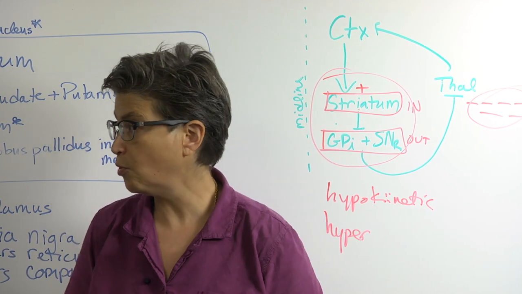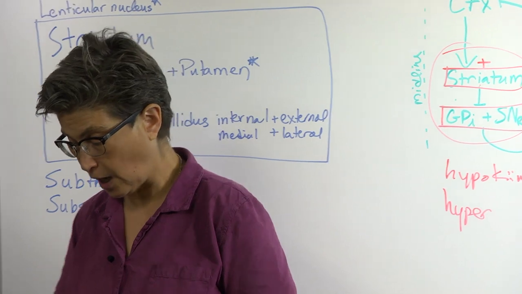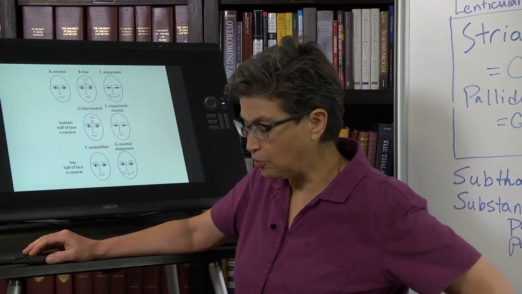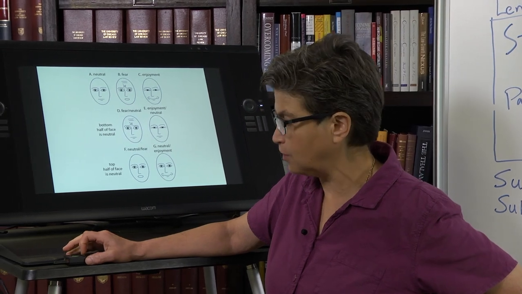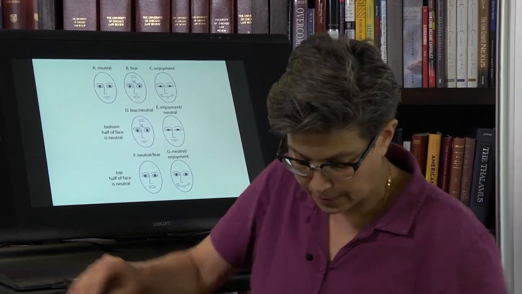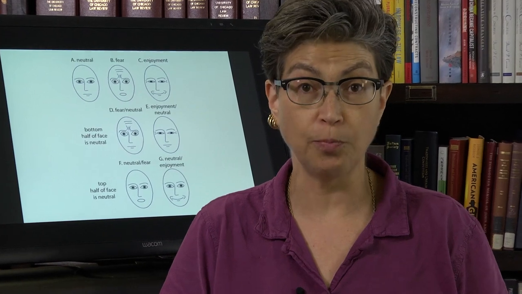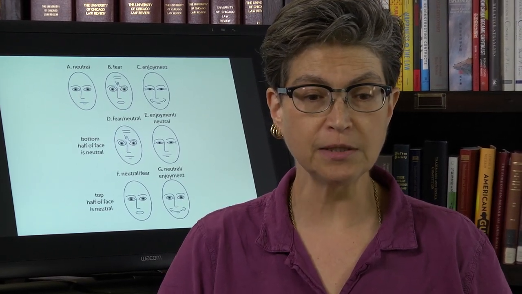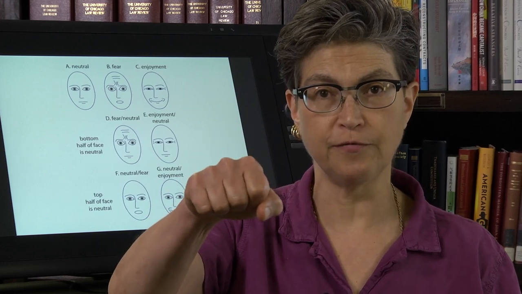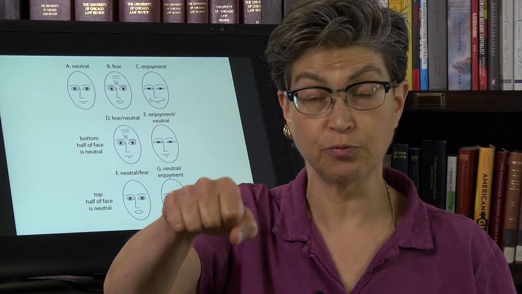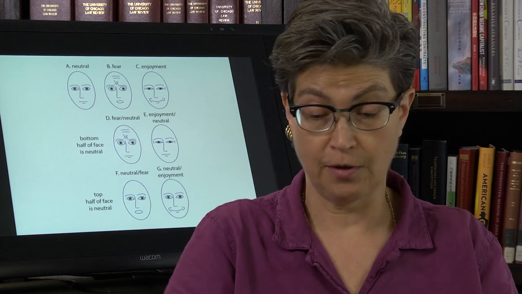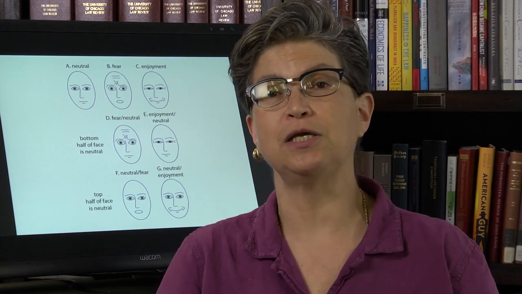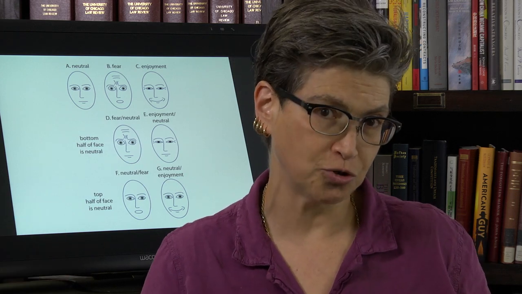Okay, so now what we're going to do is go back over to the slides, and we're going to talk about the final element of the subcortical part of the telencephalon, and that's the amygdala. So the amygdala is in the rostral part of the temporal lobe, just in front of the rostral pole of the hippocampus, and the amygdala is essentially homeland security central.